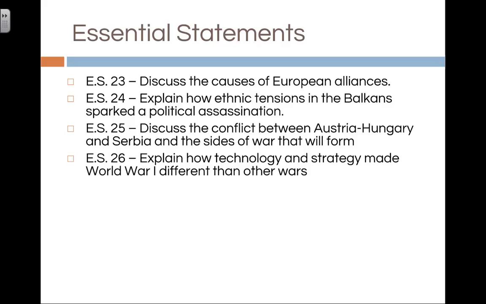First one, dealing with the causes of European alliances, ethnic tension, so how we see different ethnic groups in the Balkans that are going to spark a political assassination, the conflict between the countries of Austria-Hungary and Serbia, and how that will create two sides to the war, and finally, the technology and strategy that we are going to see in World War I that is going to be different than any war beforehand.